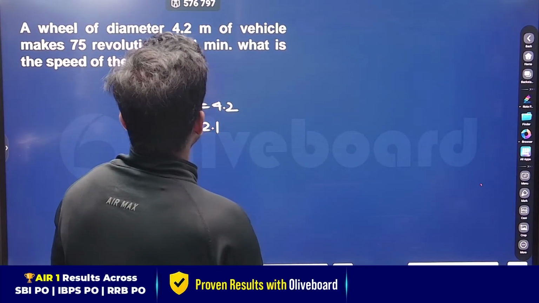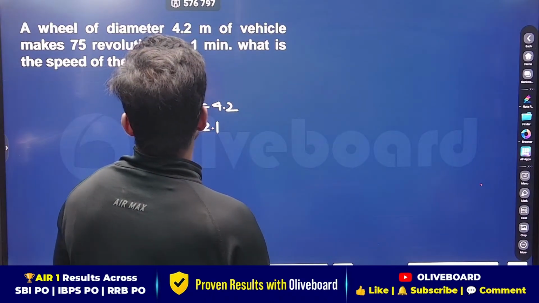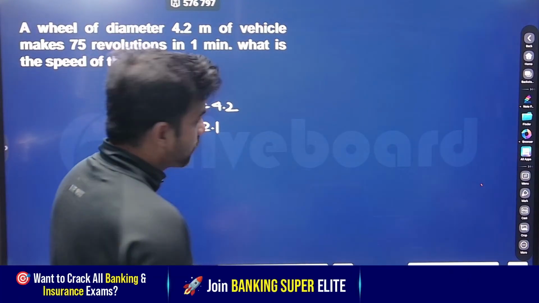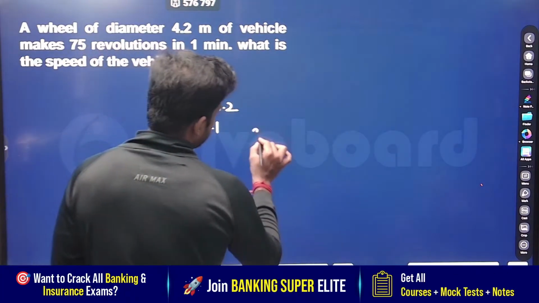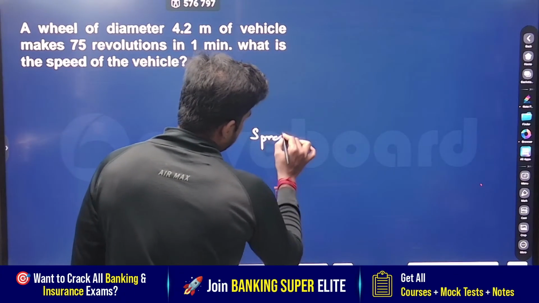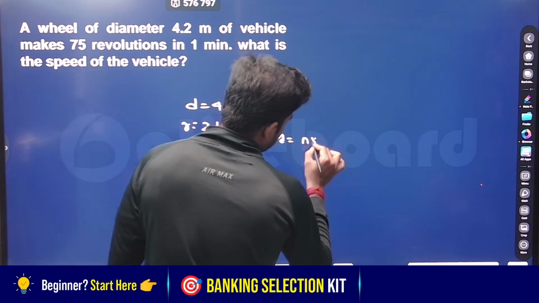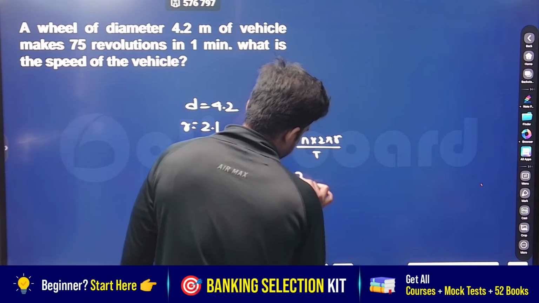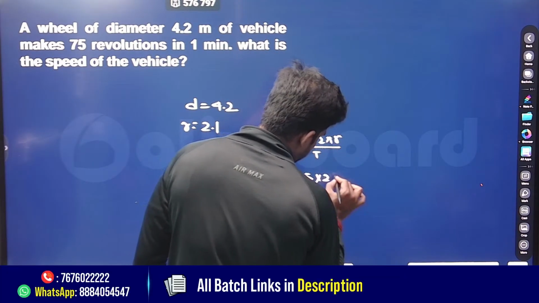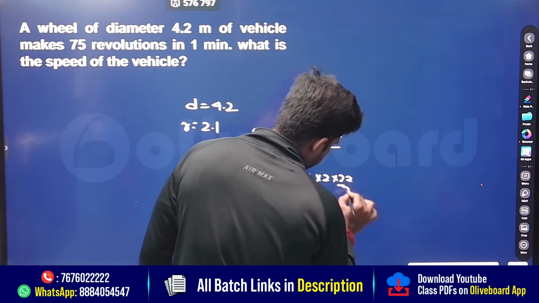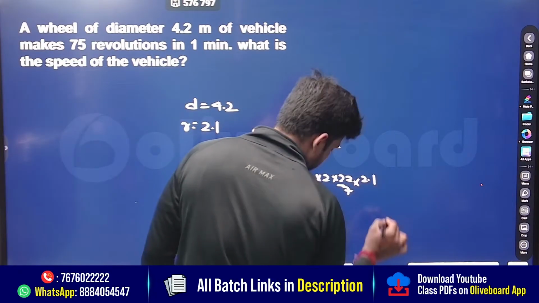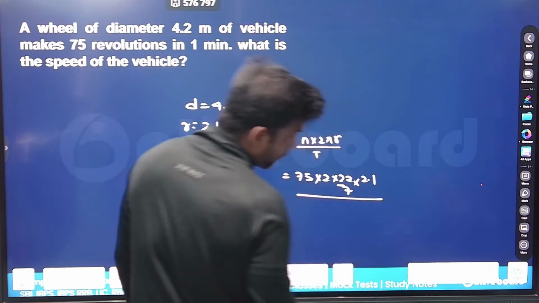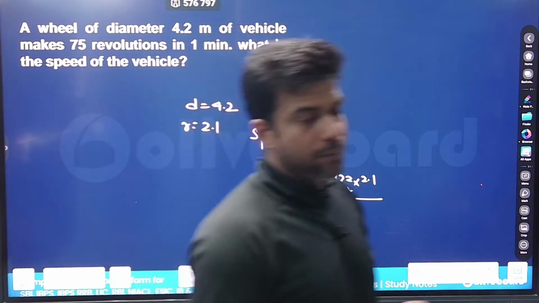A wheel of diameter 4.2 of a vehicle makes 75 rotations in 1 minute. It's very much clear. So speed equals n into 2 into pi into r by t, which is 75 multiplied by 2 into 22 by 7 into r, which is 2.1. Is it clear? Divided by the time. They are talking about 1 minute.